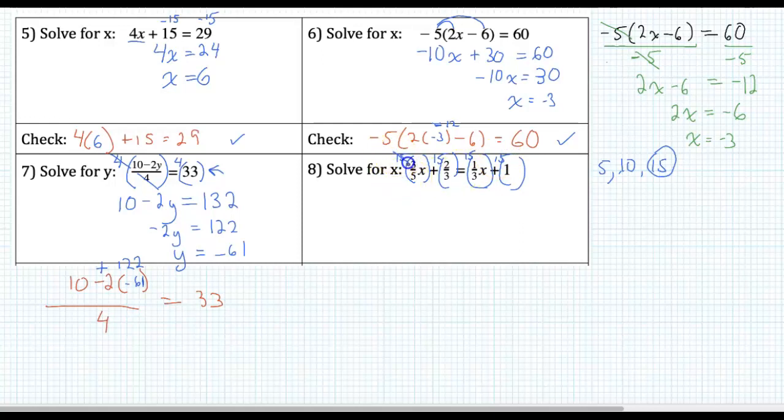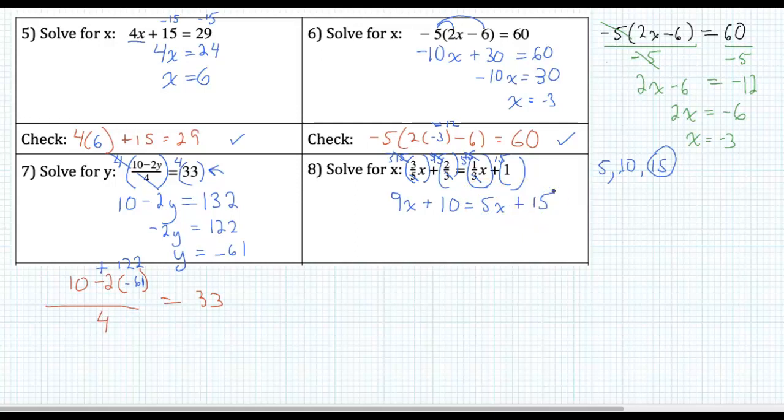Then we have 15 divided by 5, that's 3. 3 times 3x is 9x. 15 divided by 3 is 5. So plus 5 times 2 is 10. 15 divided by 3 is 5. 5 times 1 is 5x. And then we just have plus 15.